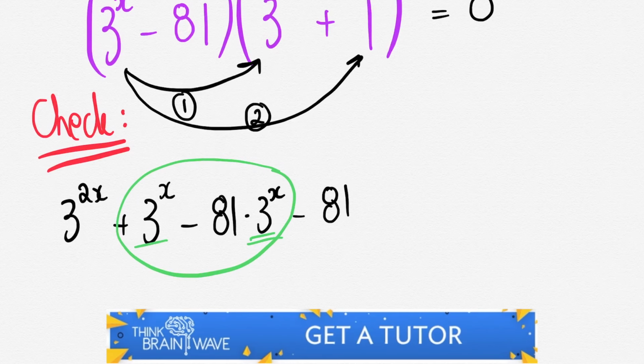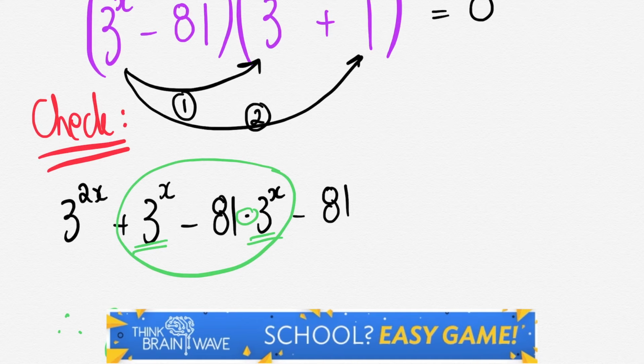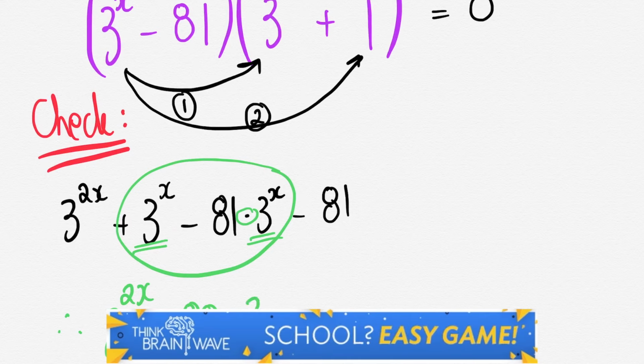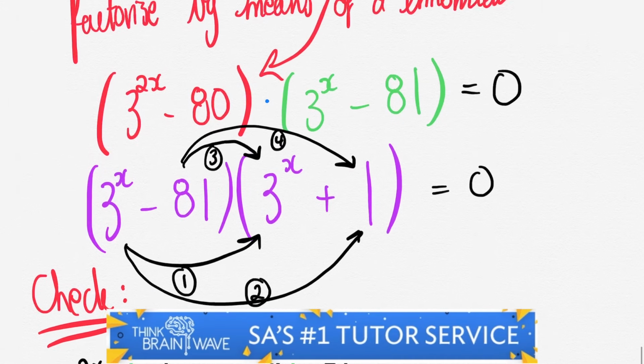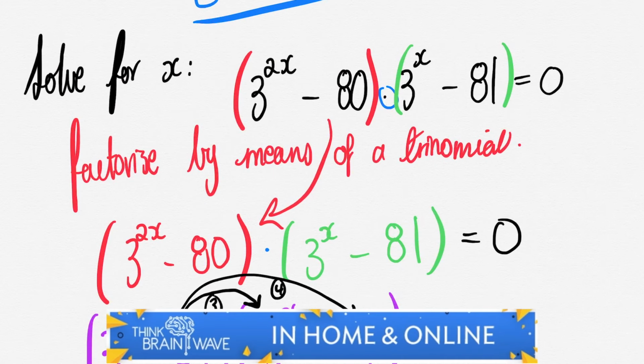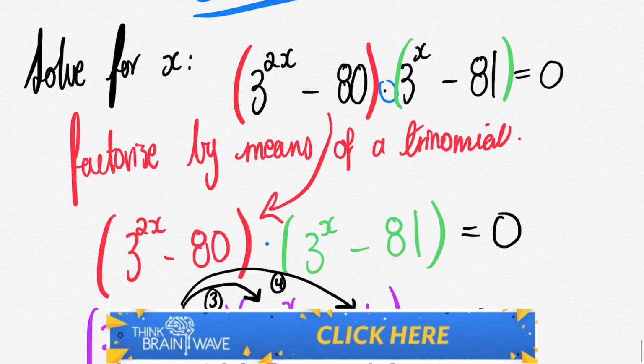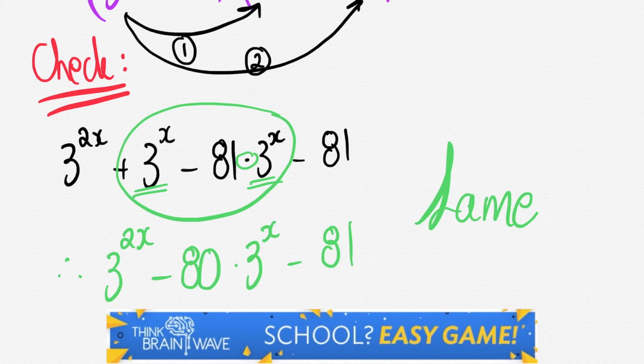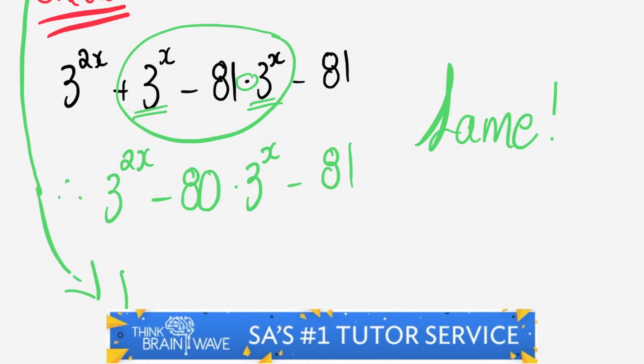So these are the same terms. It's the same base with the same exponent. So what we need to realize is that we get 3 to the 2x minus 80, because you've got minus 81 plus the 1 in front of it, which is 1 times 3 to the x, which gives you minus 80 times 3 to the x minus 81. Let's quickly check. That's exactly what we started off with. Right, so let's move forward from here. I'm writing this to make sure that we know it's the same.